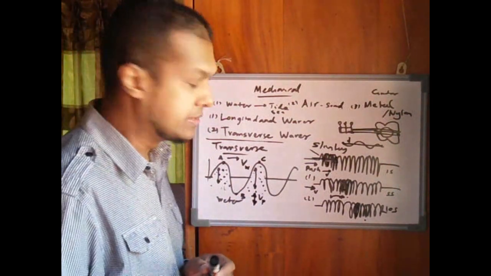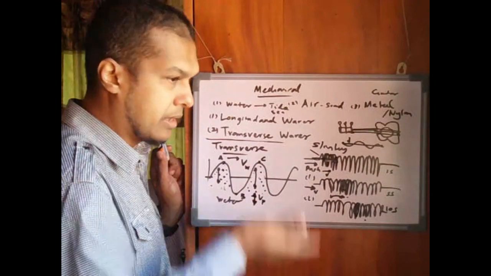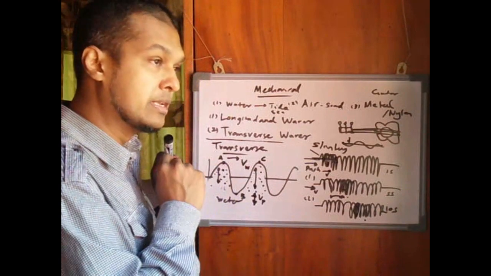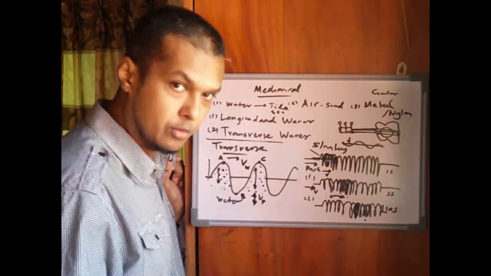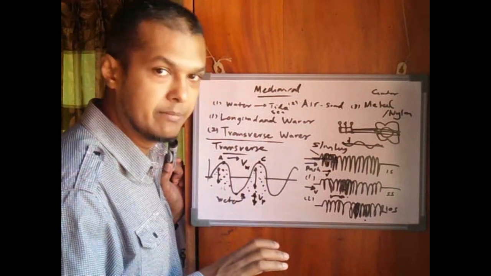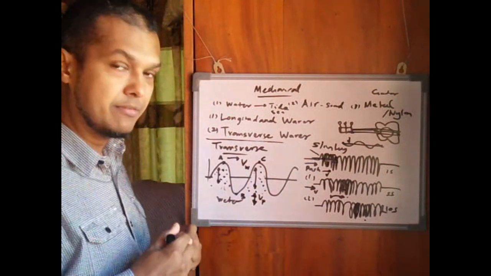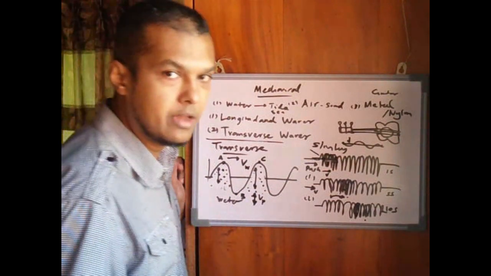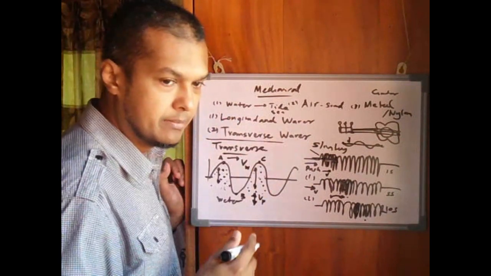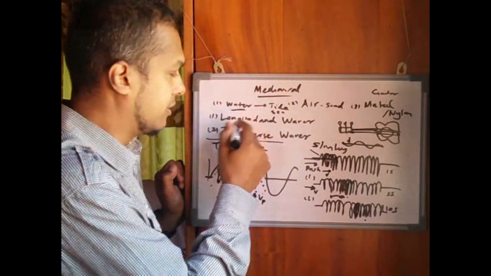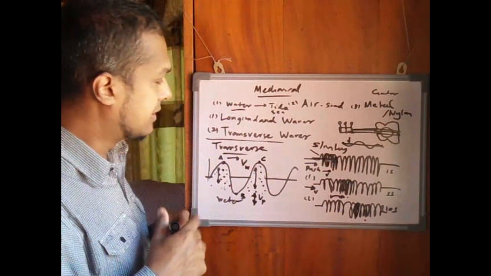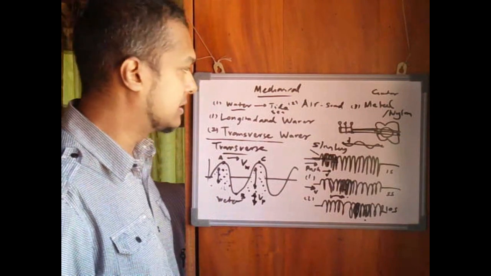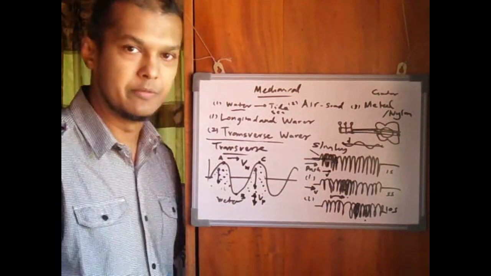But in some scenarios, particles moving up and down, perpendicular to the direction of the wave, and moving in the same direction as the wave can happen in both. Both can happen in the same wave. That becomes a bit complex. But for now we discuss it separately because that's the usual scenario. Longitudinal and transverse waves happen separately. So that's all about today's discussion about waves.